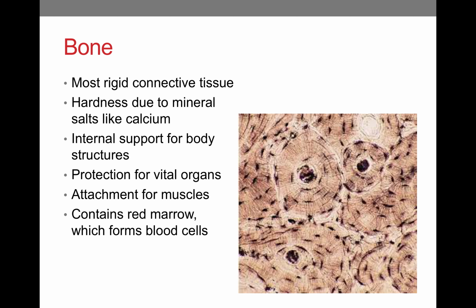Bone is a very strong connective tissue. It's hard because of calcium salts or mineral salts like calcium. So in each of these little holes, you have actual bone cells. You can see these little dots are very far apart, and then in between is all this hard extracellular matrix. So even though it's hard, it still has cells that are really far apart, all those black dots, and lots of extracellular matrix.